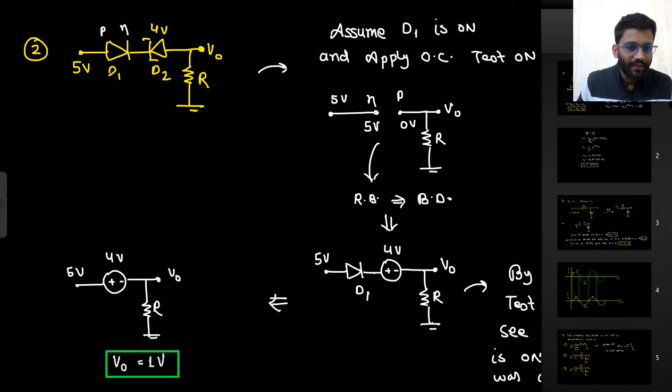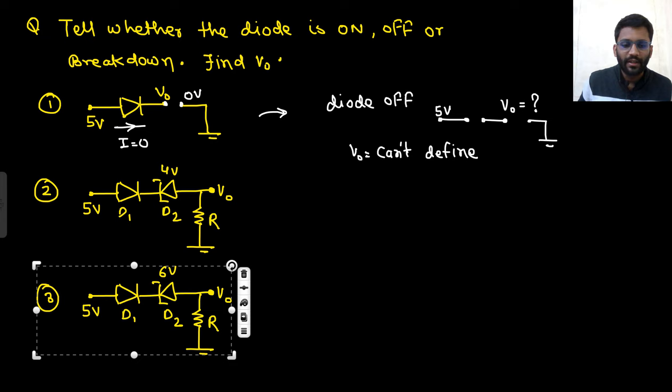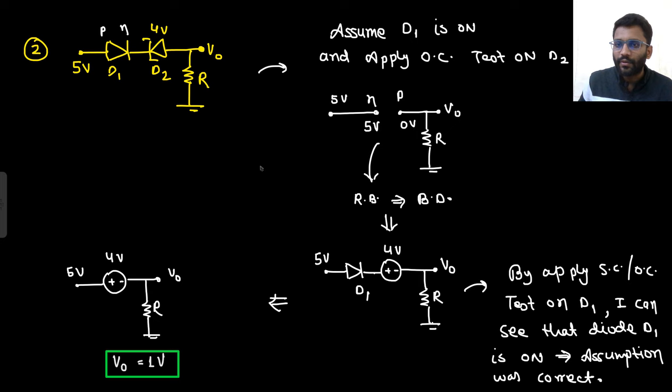For that, I need to add a page. Now, after this analysis, try doing this on your own and tell me what will be the condition of D1 and D2 and what should be the value of V0. In this question, what was asked? Yeah, V0 was here. Okay, well and good. Let's take this question and you tell me.